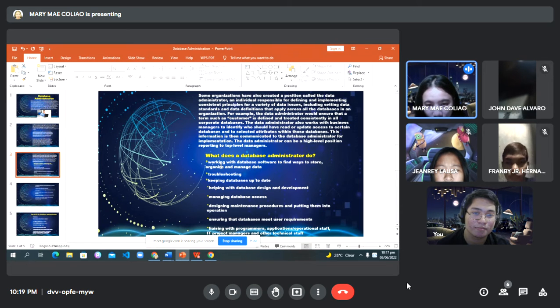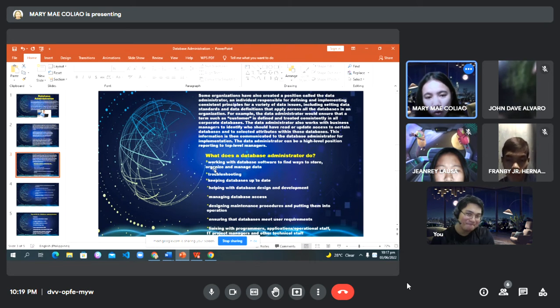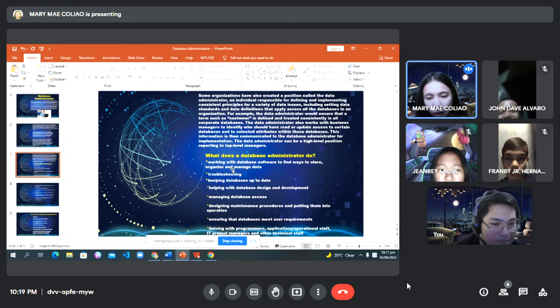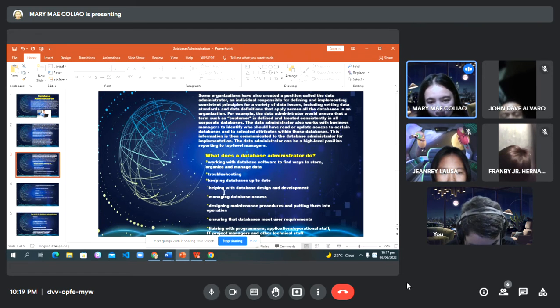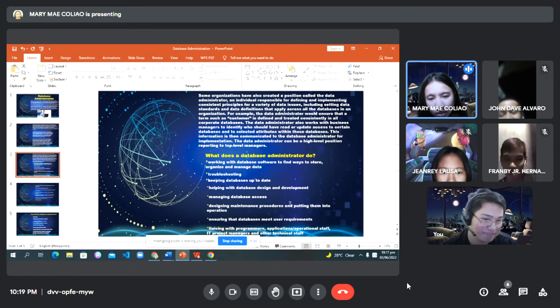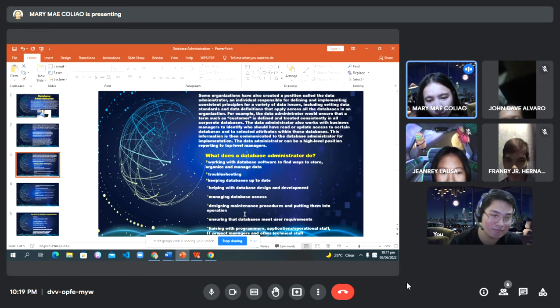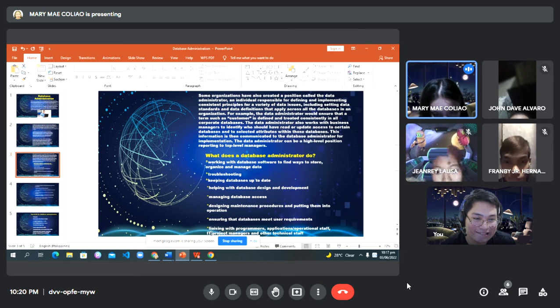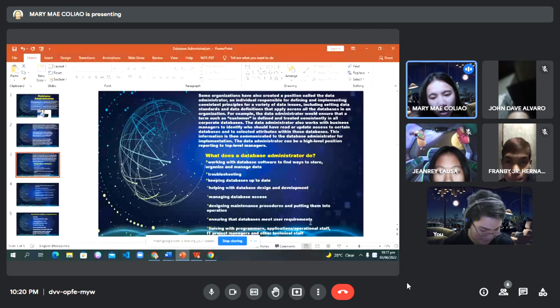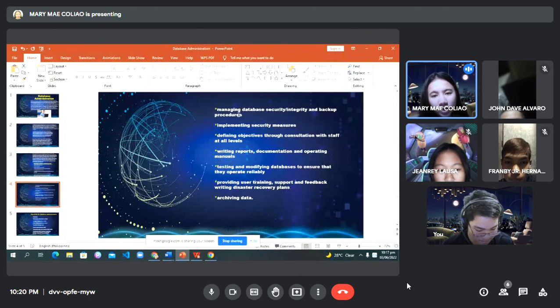So, what does a database administrator do? First, working with database software to find ways to store, organize, and manage data. Second, troubleshooting, keeping databases up to date, helping with database design and development, managing database access, designing maintenance procedures, putting them into operation. Next, ensuring that databases meet user requirements, liaising with programmers, applications, operational staff, IT project managers, and other technical staff. Next, managing database security, integrity, and backup procedures.